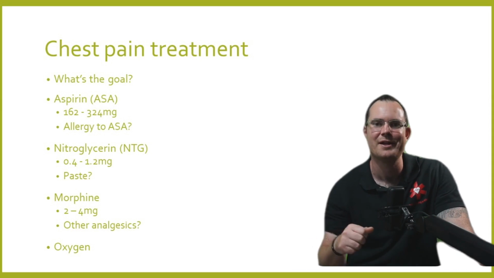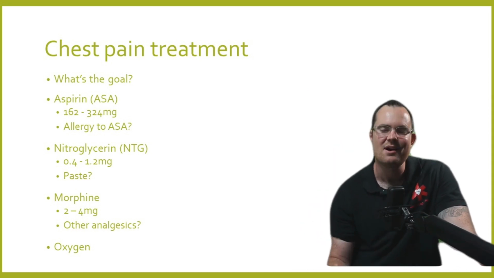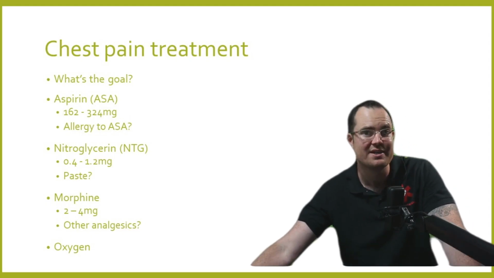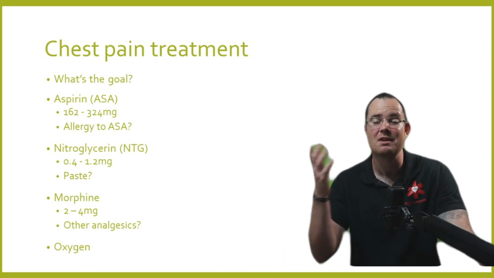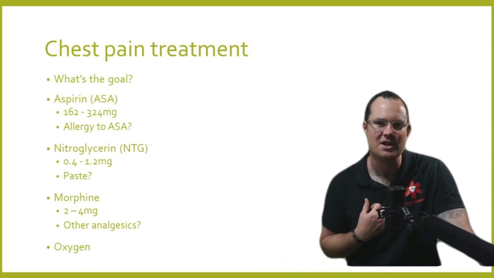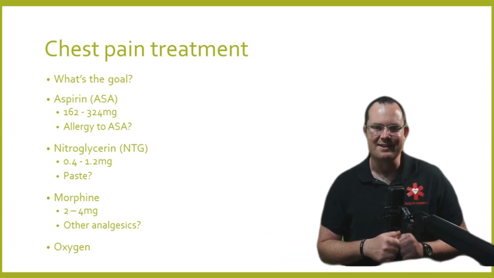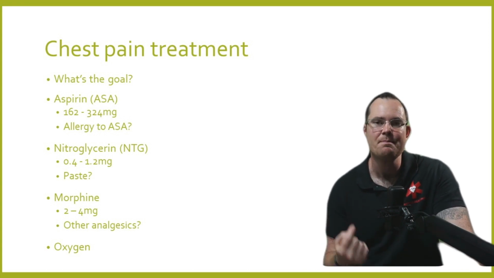Remember, BLS before ALS, right? We would always start with oxygen. We no longer do that, okay? Understand this. Oxygen acts as a vasoconstrictor. And if you vasoconstrict, what are you doing to the heart? You're causing less oxygen to get there. Even though you're giving them oxygen, you can actually limit the amount of oxygen that you get to the heart because you're giving the patient oxygen. With that being said, should we be giving patients with chest pain oxygen? Only if they are hypoxic.